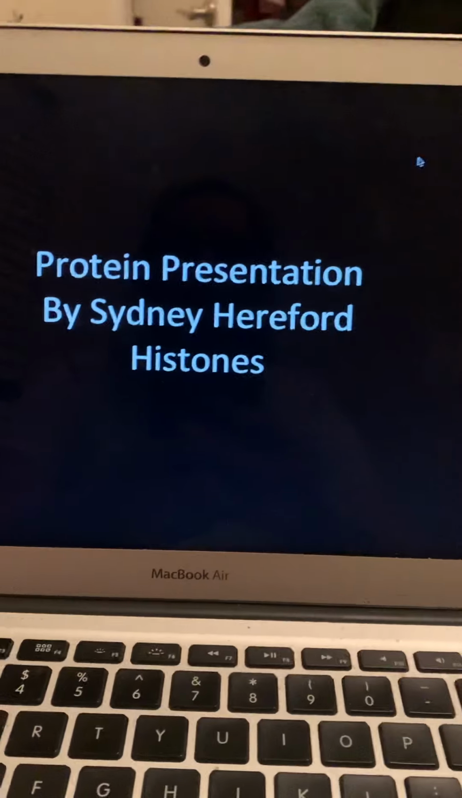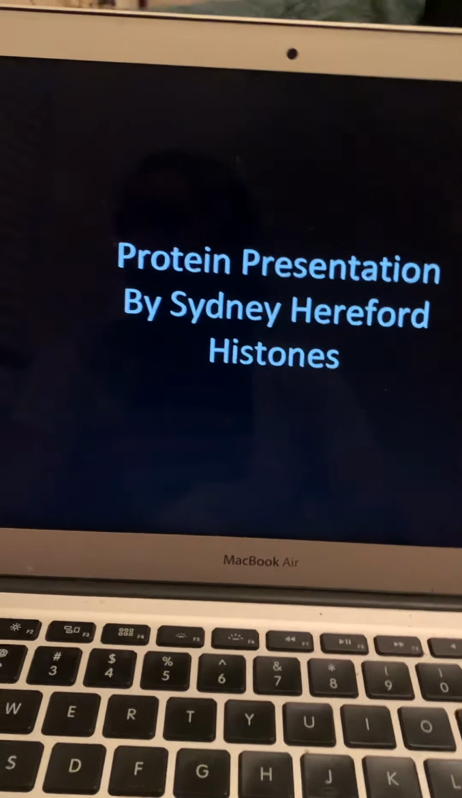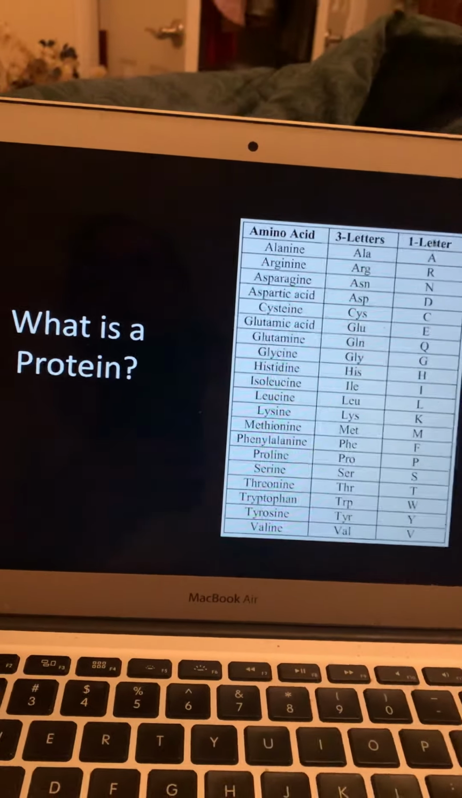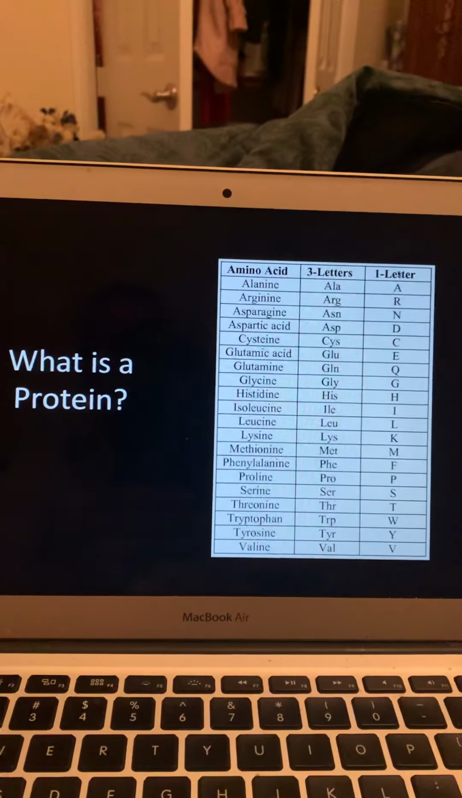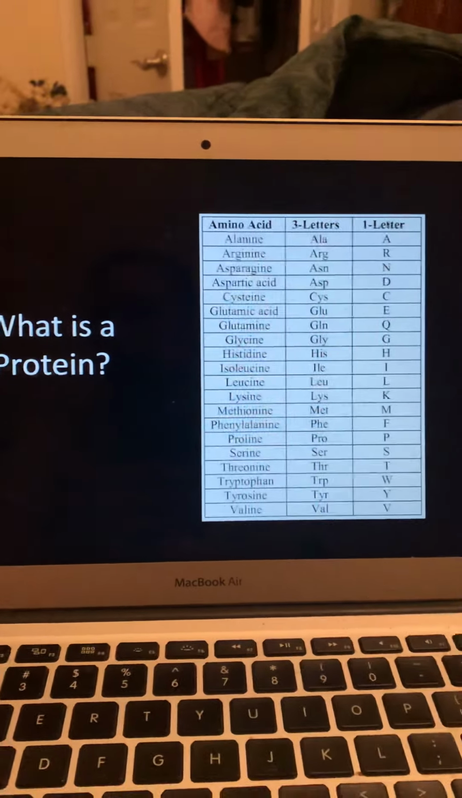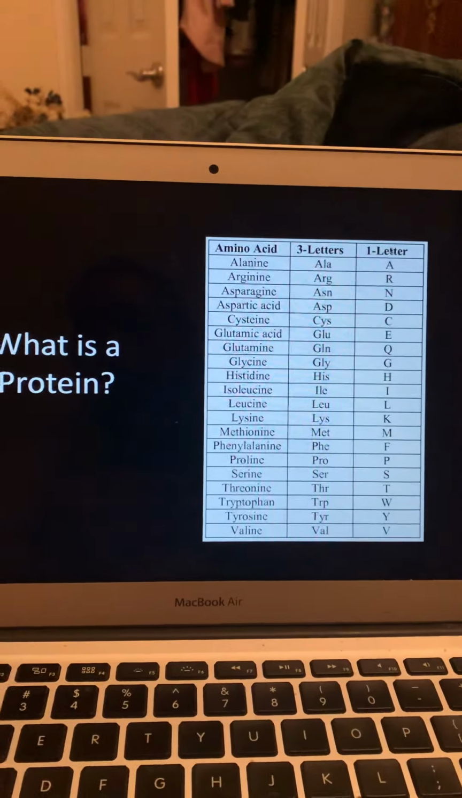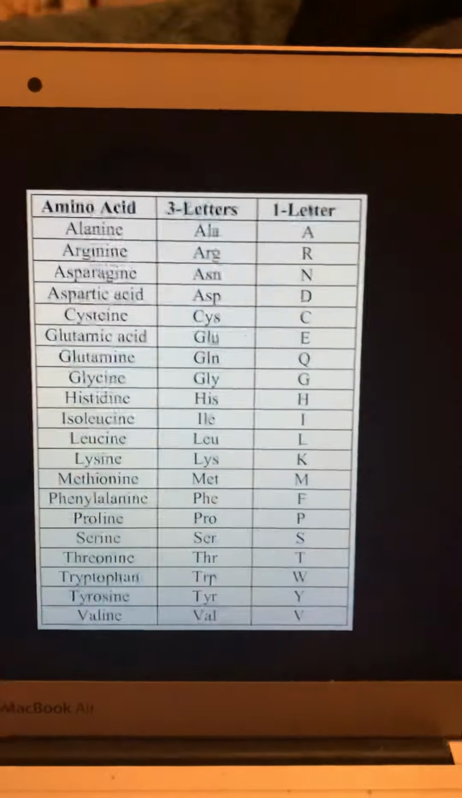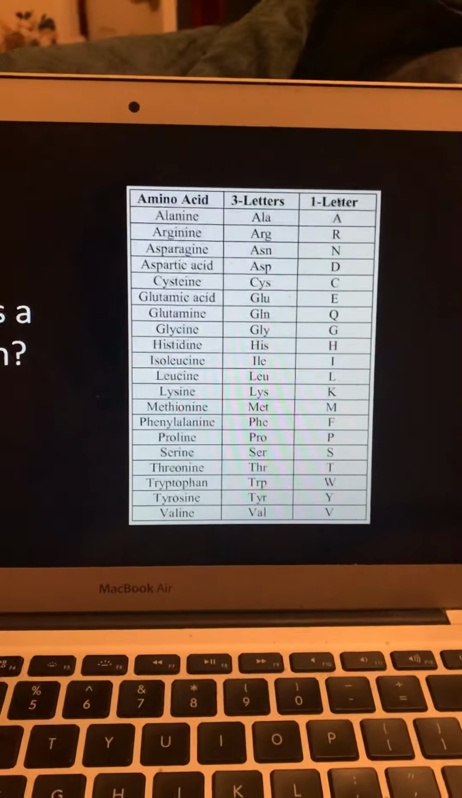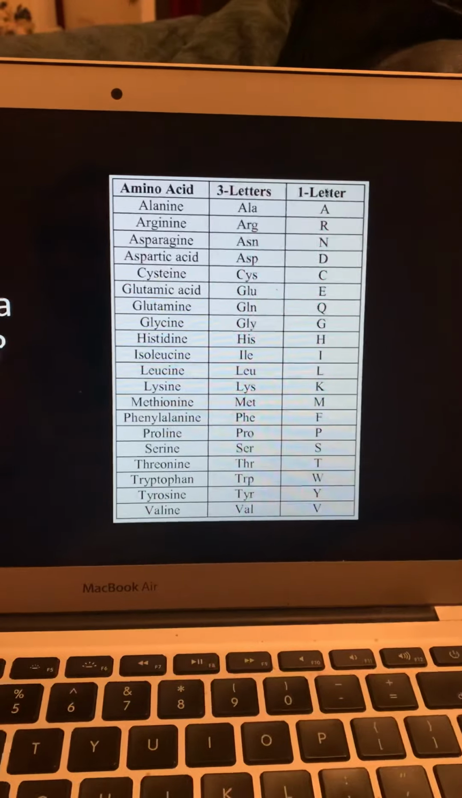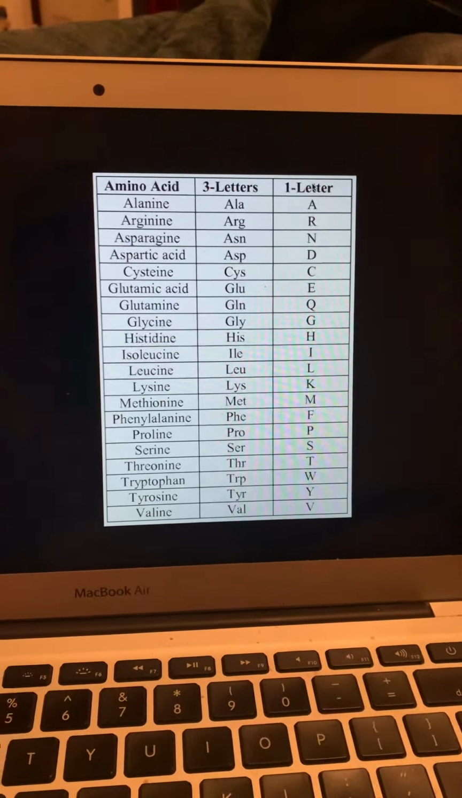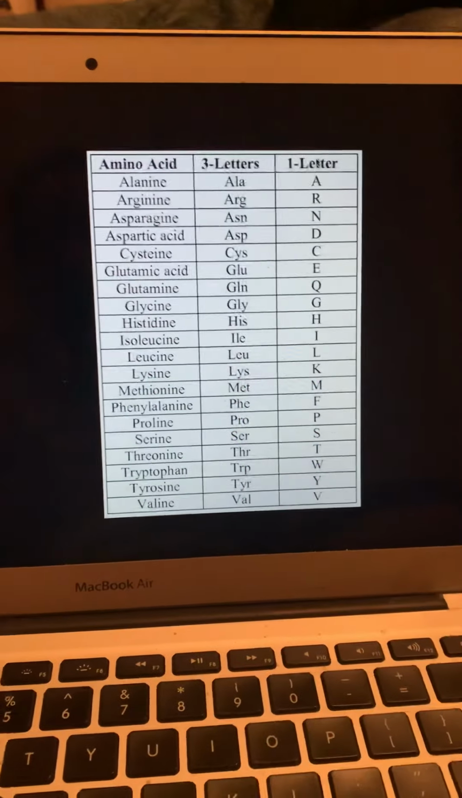My protein is histones, and let's start. So what is a protein? Proteins are macromolecules. They function in a variety of different things, and the building blocks of these macromolecules are the 20 amino acids that you see here, which combine in different ways to form their unique protein.